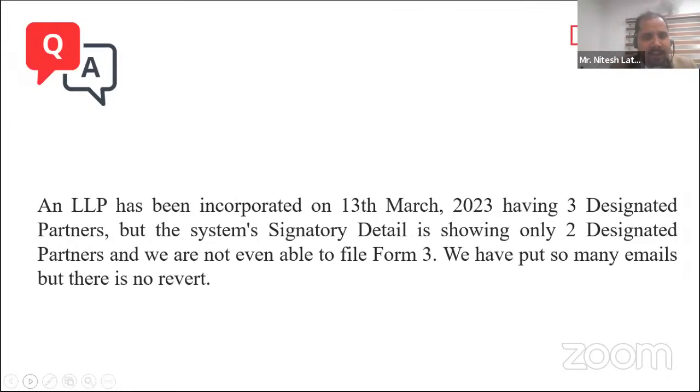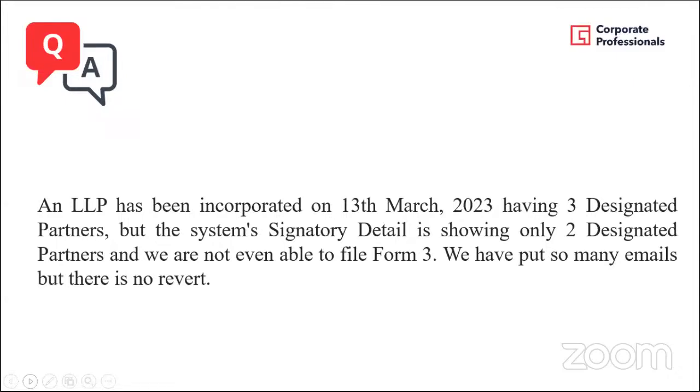An LLP got incorporated in March 2023, having 3 partners, but the system signatory is showing only 2. I think this is the same as in the case of a company. We are not even able to file form 3 as well. Okay, sir. Wherever these issues occur, they do not seem to be generic in nature. These are specific issues only with regard to those LLPINs.